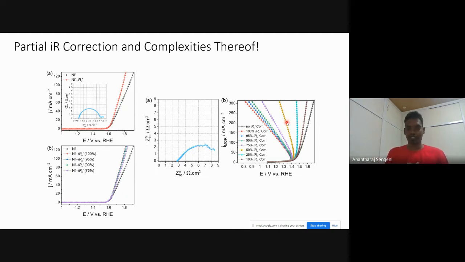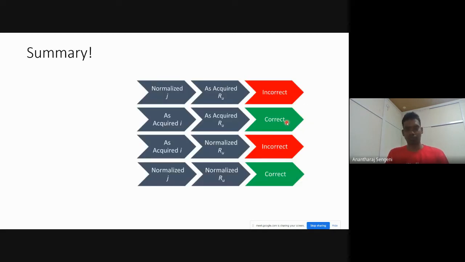So these are the things for today's technical session. In summary, when you want to perform IR drop correction, remember you should use either both as-acquired activity and uncompensated resistance, or normalized activity with normalized resistance. Only these two can give you an acceptable shape of LSV. If you do it the other way around, both will be incorrect.